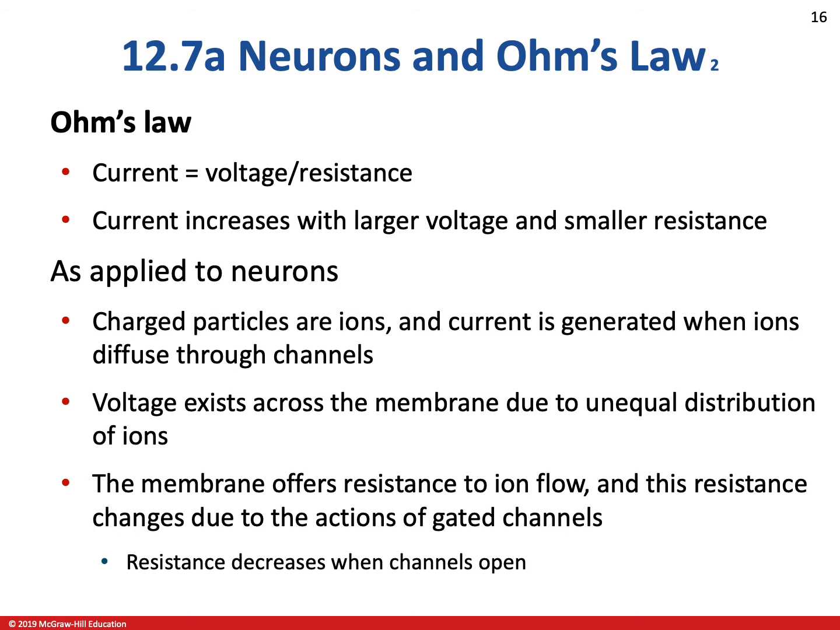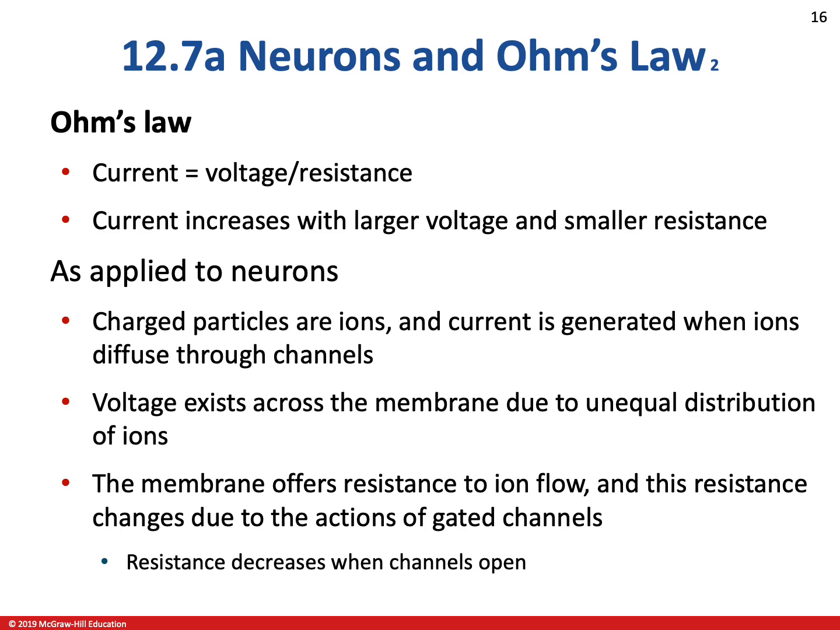The relationship of voltage, current, and resistance is expressed by Ohm's law, and it says that current is equal to voltage over the resistance. This expression shows that current is directly related to voltage and inversely related to resistance. Thus, a greater current is associated with a larger voltage difference and a lower resistance. Now, I want to talk about these three items in neurons.